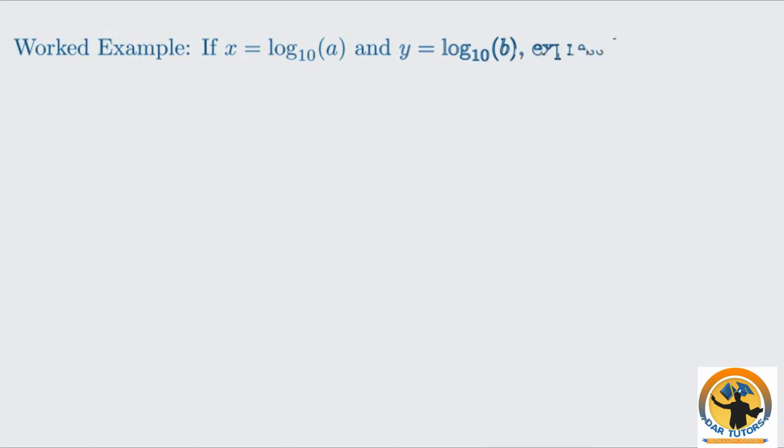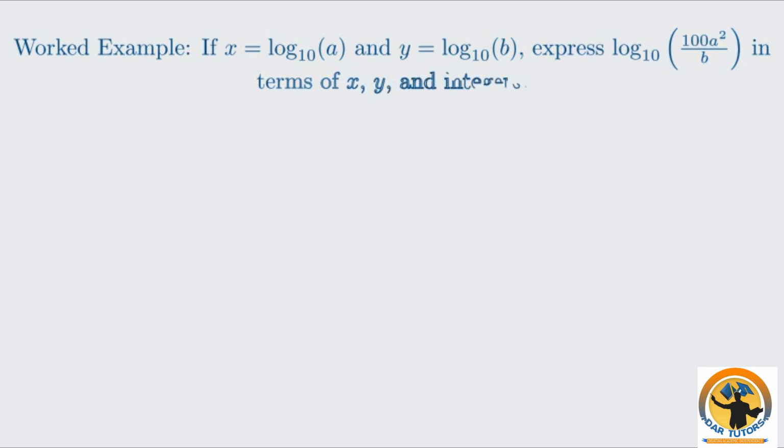Let's apply these laws of logarithms to simplify a complex expression. Our goal is to rewrite a logarithmic expression in terms of given variables. The problem states, if x equals log base 10 of a and y equals log base 10 of b, express log base 10 of 100 a squared over b in terms of x, y, and integers. We need to break down the expression log base 10 of 100 a squared over b. Using our laws of logarithms, we'll work from the outside in.